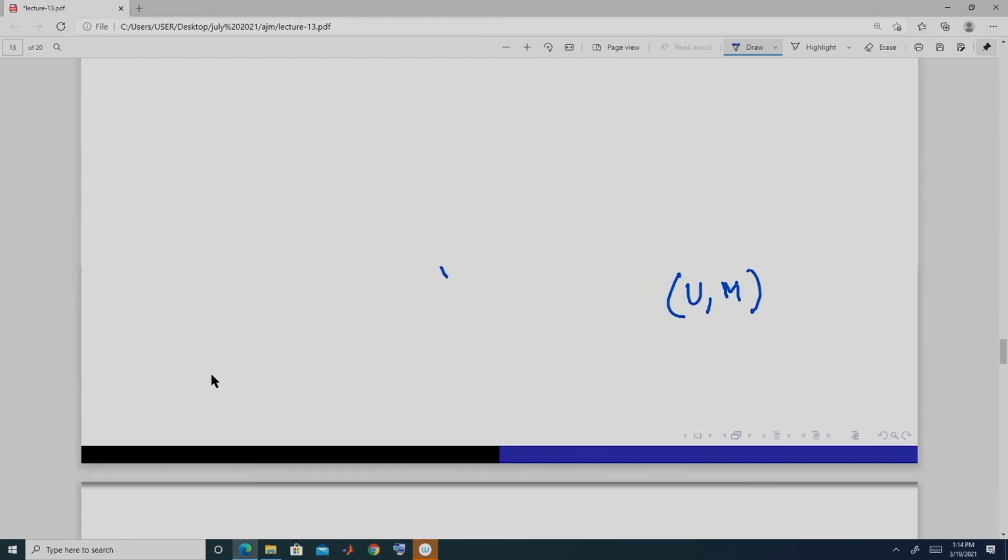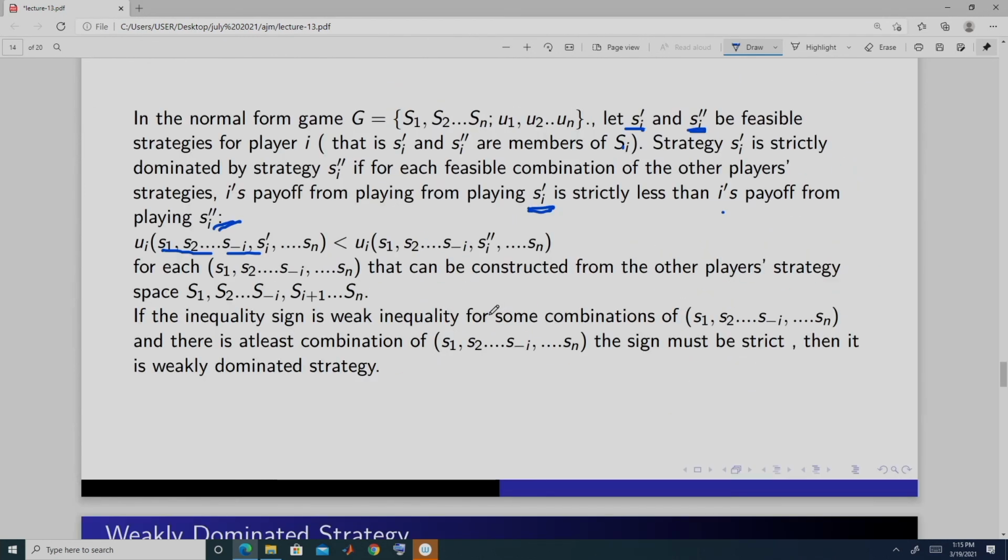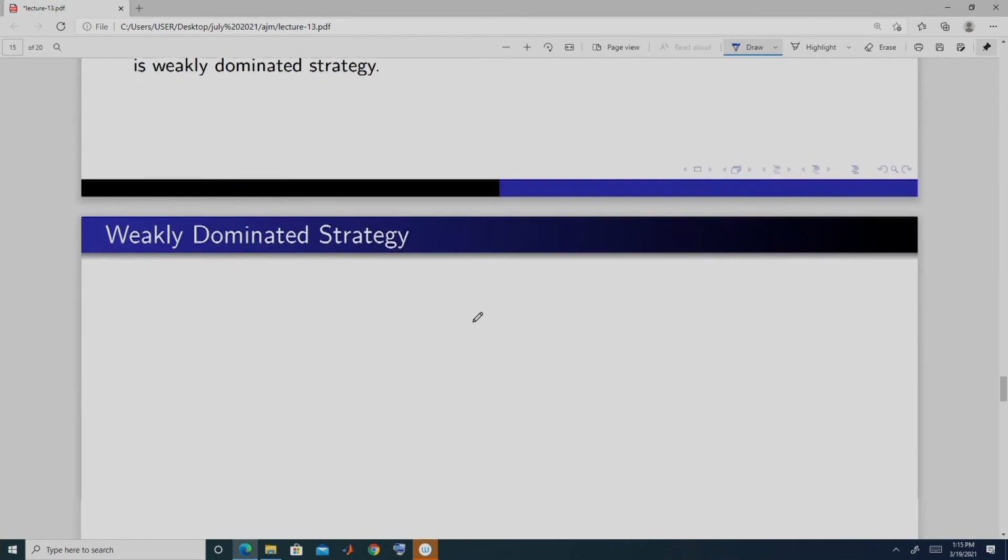So, when we are eliminating this, player 1 is looking at all the possible combinations. Okay. So, for this, this has to be less than this, and this has to be less than this. Okay. And when we say it is weakly dominated, then some of them are equal, and at least one must be unequal.